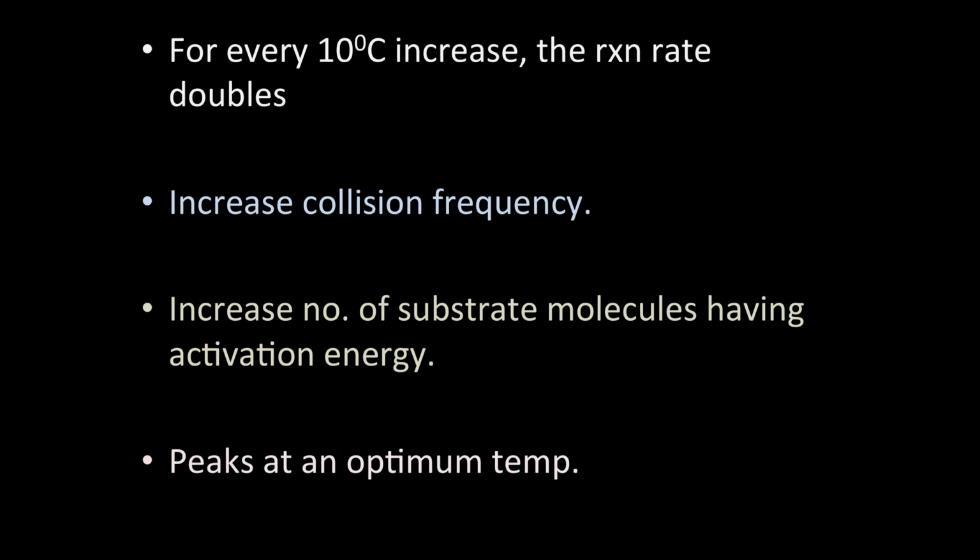Now the rate of the reaction is going to increase until it peaks at an optimum temperature. In other words, that highest point on the curve, the maximum rate of the enzyme, the corresponding temperature to that maximum rate is called the optimum temperature. This is the maximum rate of reaction for the enzyme. The temperature that corresponds to the highest point on your curve is called the optimum temperature.